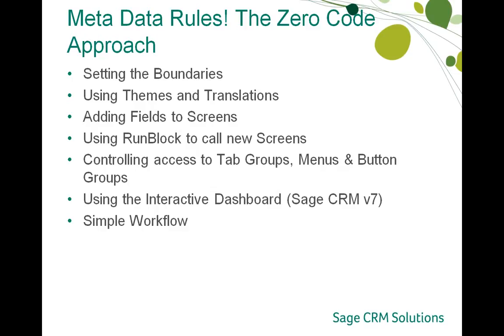We'll go on and look at a lot of the control of the interface that a user has, and we'll discuss the way in which the system administrator can shape CRM without any code by changing the way in which tab groups behave, menus and buttons behave, and we'll also look at the way in which we can bring those ideas into the interactive dashboard, which is the new feature in version 7.